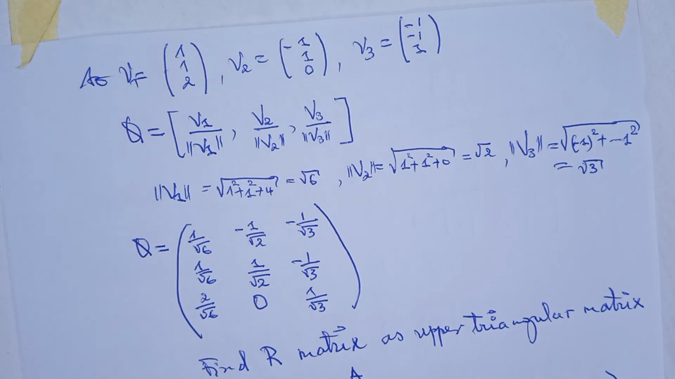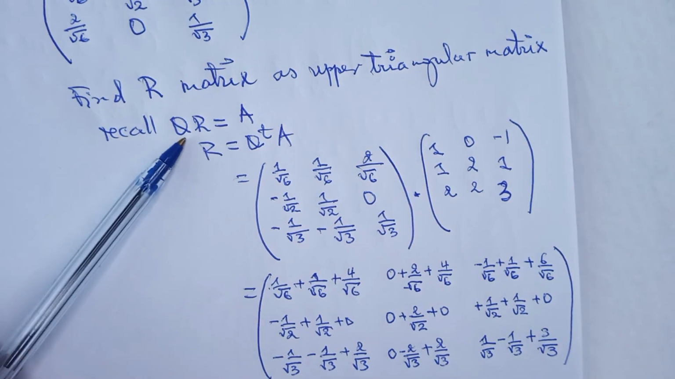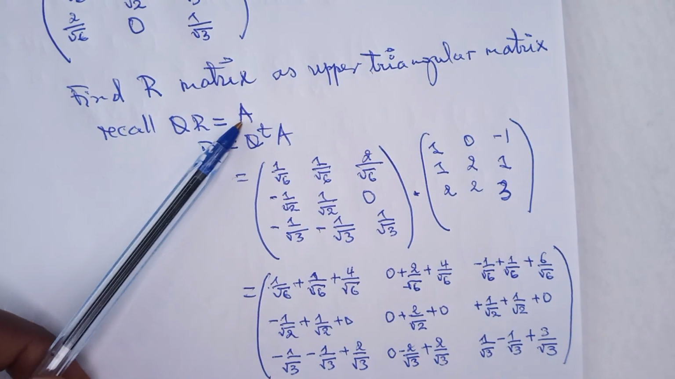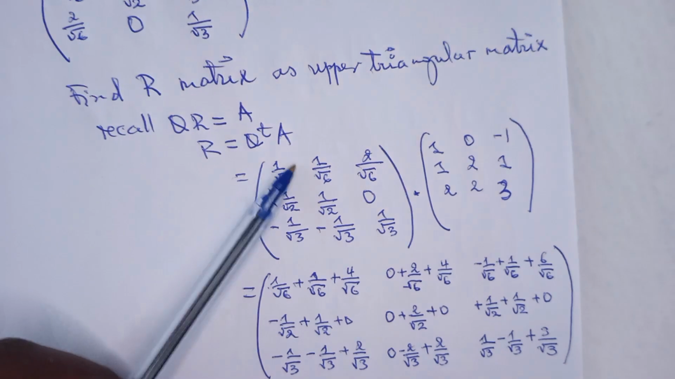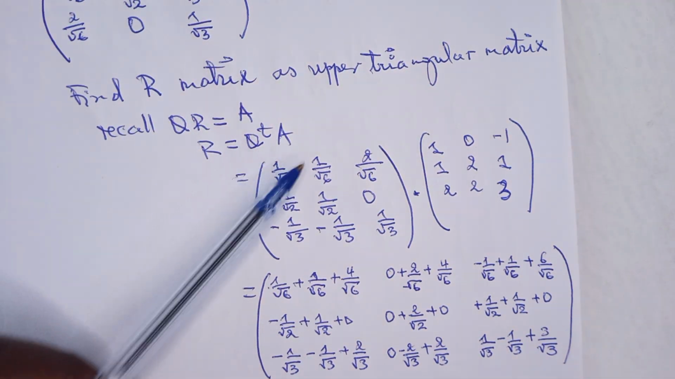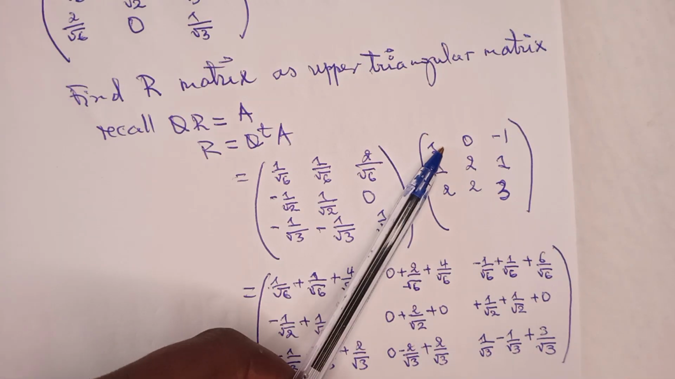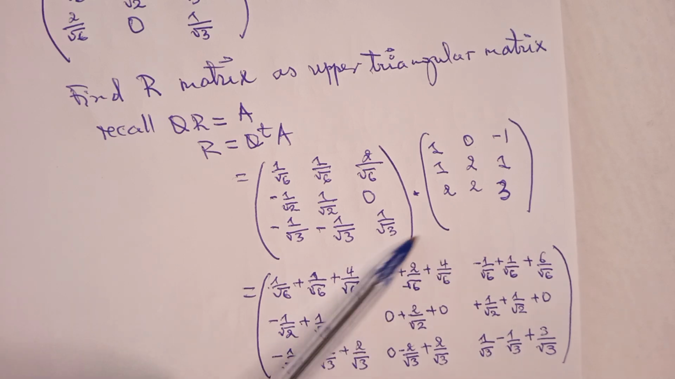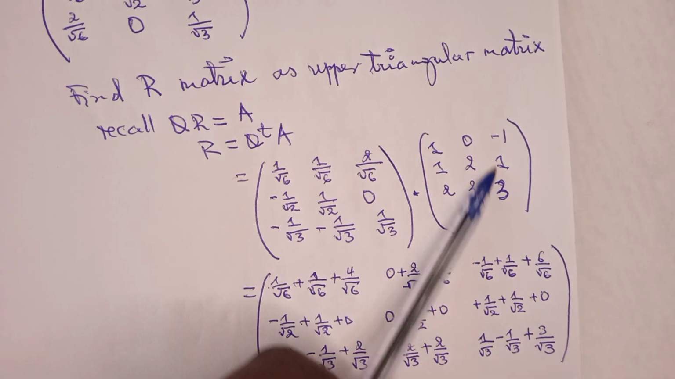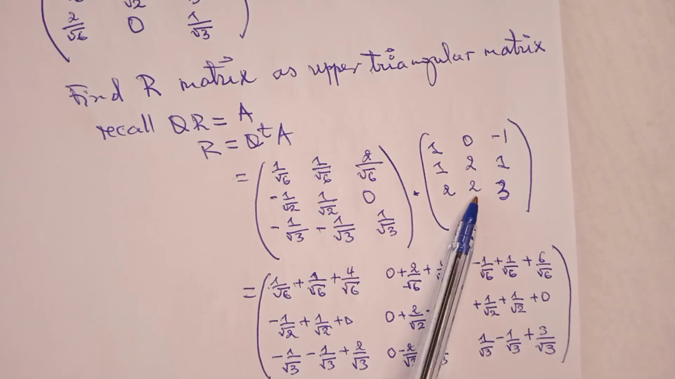So then we can find R as the upper triangular matrix. Let's compute our R step by step. Recall Q times R is equal to A, as we said before. So it means our R is equal to Q transposed times A. We take our Q transposed, remembering rows become columns, and multiply by matrix A. We get this one times this one, plus this times this one, plus this times this one, to get one entry. Also for this one, we take this row times this column.